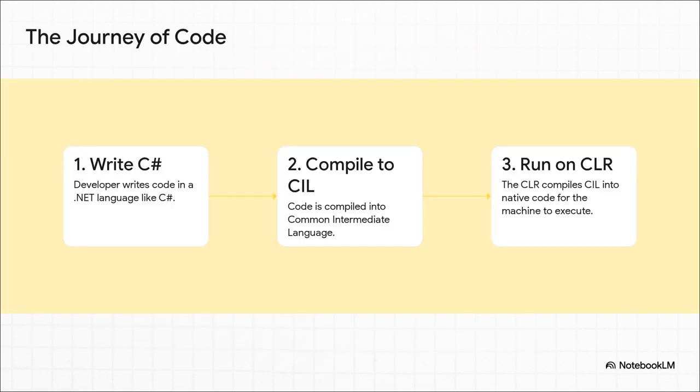So how does the C# code you write actually get understood by a computer? Well, it doesn't happen directly. It's a really neat two-step process. First, your code gets compiled into something called intermediate language, or CIL. Then, the .NET engine takes that CIL and translates it into the native code that your machine can finally execute.